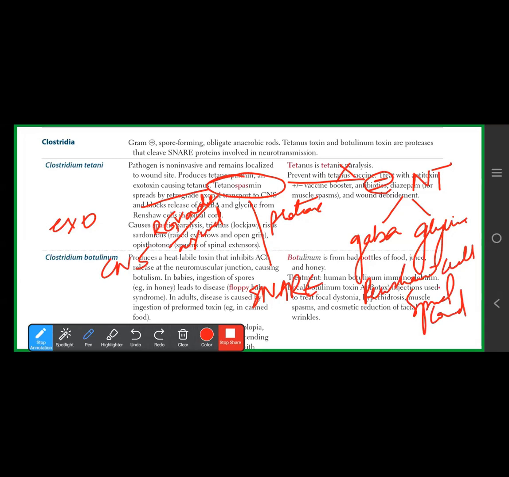So when you think about tetanospasmin as a virulence factor, you have to think that it's an exotoxin, transported via the retrograde axonal transport. It's going to the CNS. It's going to have a protease. It's going to cleave your SNARE proteins for the neurotransmitters, okay, like a botulinum toxin. And one more is that it blocks the release of the inhibitory neurotransmitters GABA and glycine. Okay, that is from the Renshaw cells in the spinal cord.